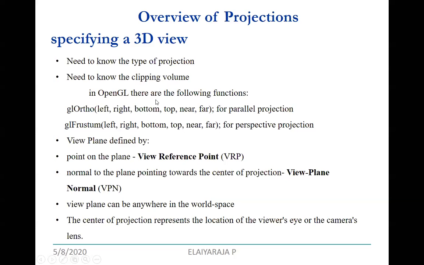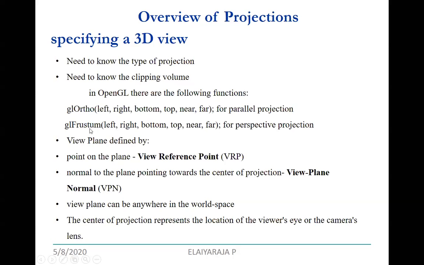So how will we specify it in OpenGL? We used to specify glOrtho for parallel projections, that is orthogonal projection, and we used the function glFrustum for perspective projection. In that perspective, as well as oblique. So in parallel projection, we used to write the glOrtho function specifying left, right, bottom, top, near, far.